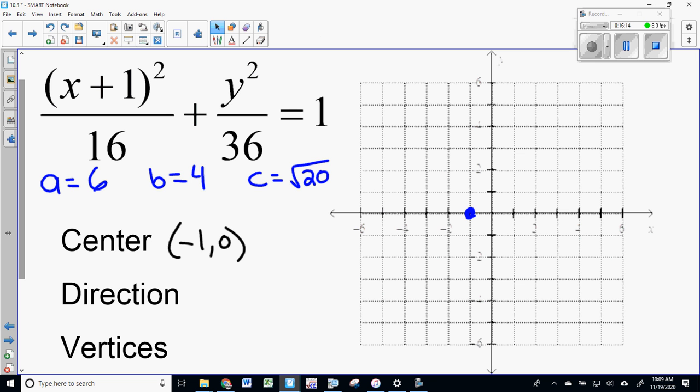Okay. All right. Now, vertices. To start off, we want to graph it. Here is our center. How far do I go left and right? 4. 1, 2, 3, 4. How far do I go up and down? 6. 1, 2, 3, 4, 5, 6. Draw the graph.